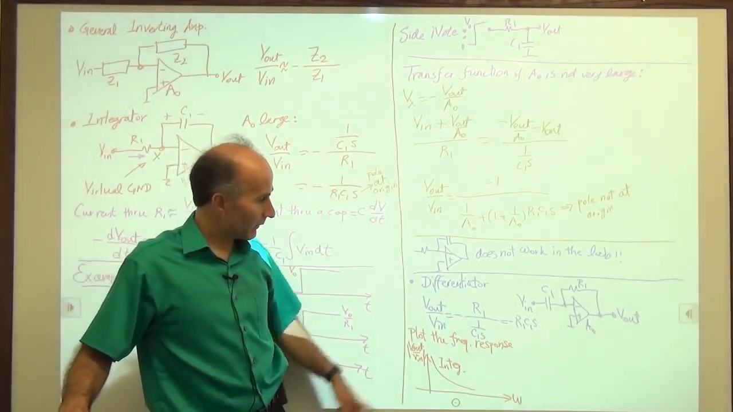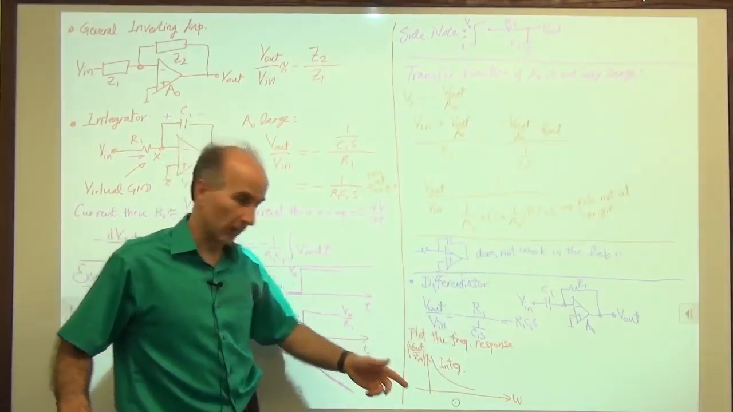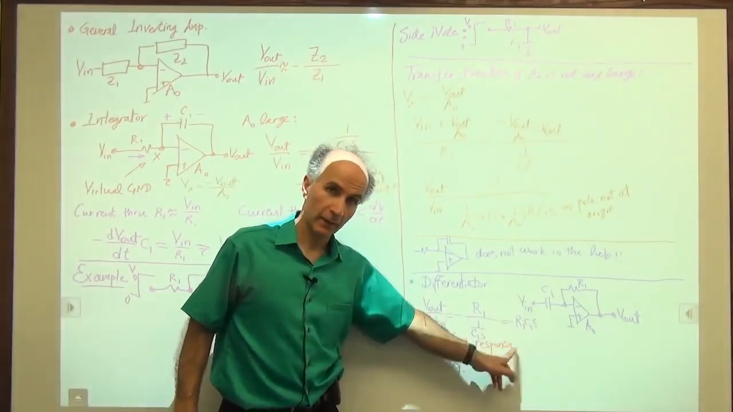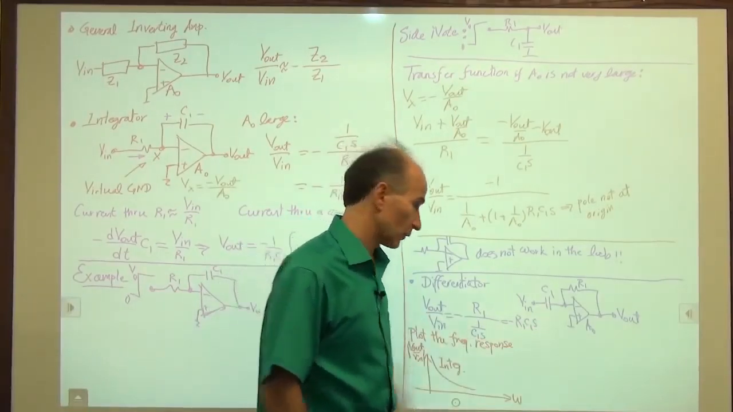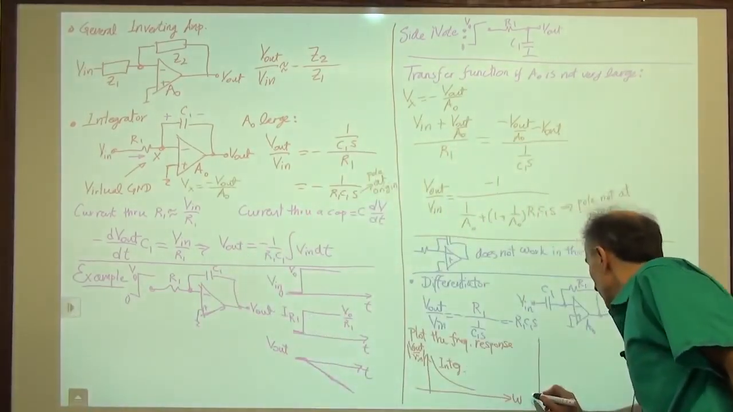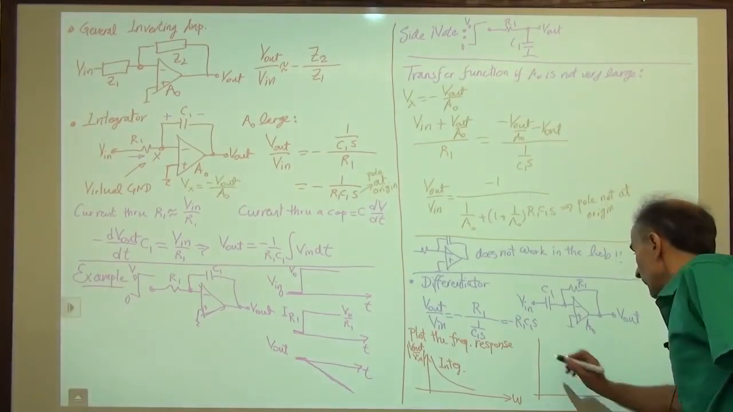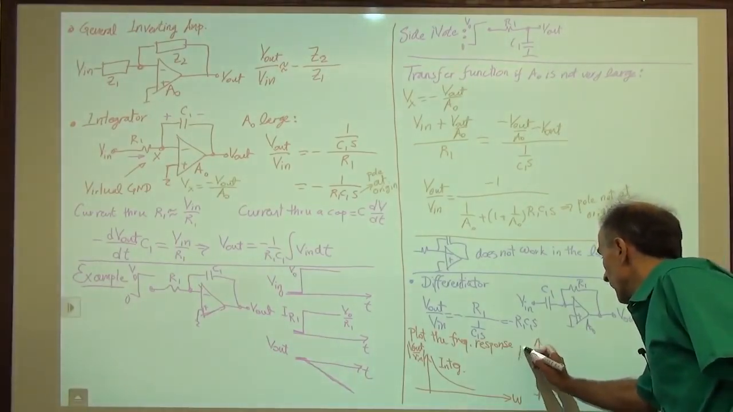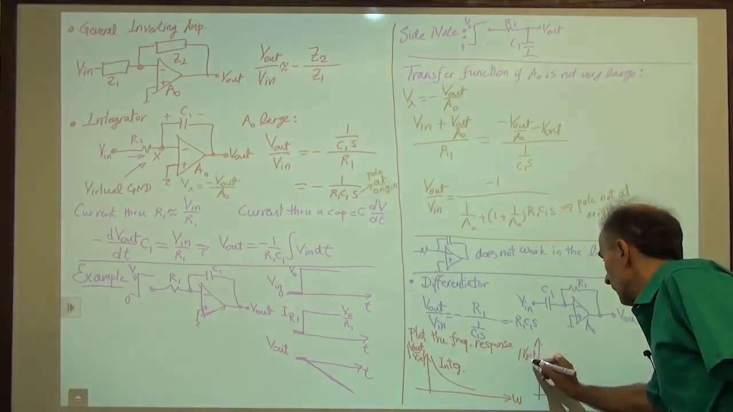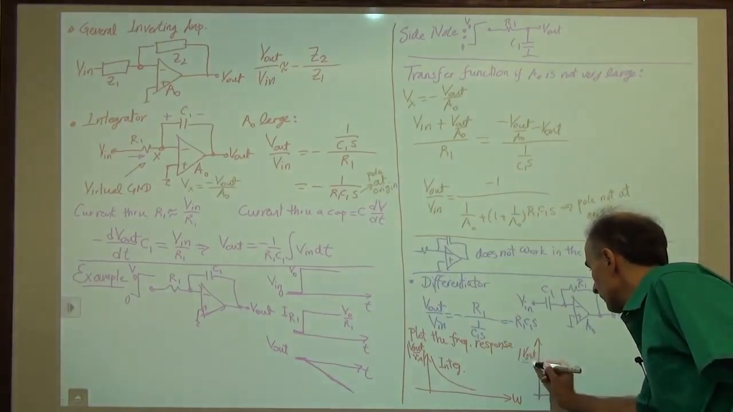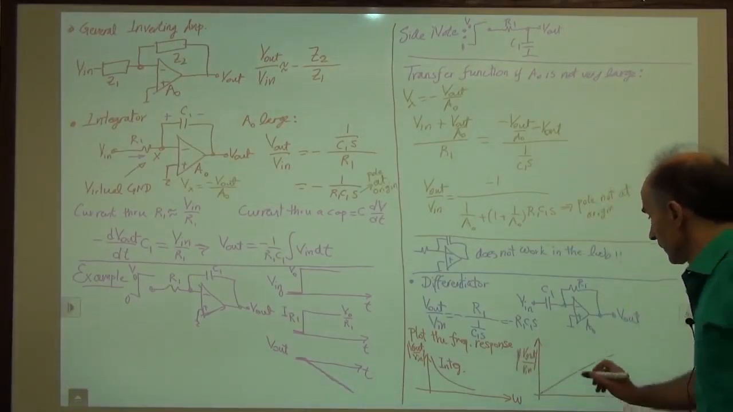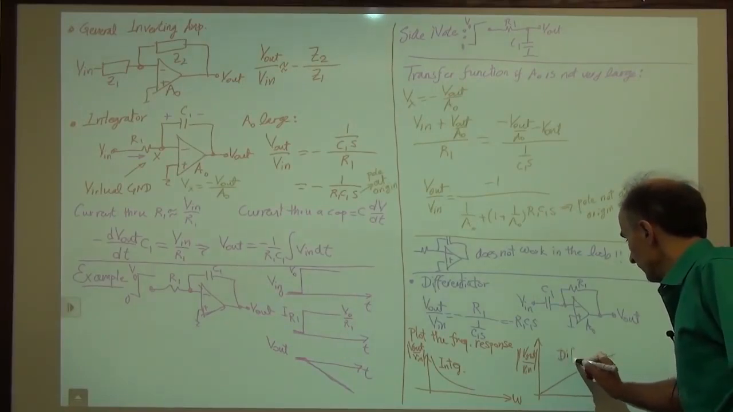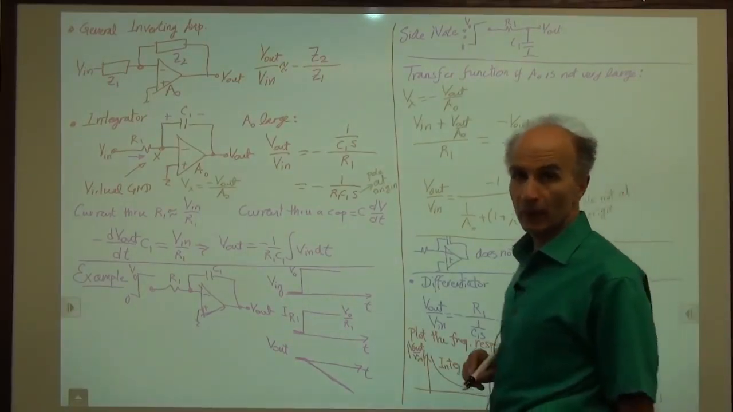Okay, how about the differentiator? Same thing. We replace S with j omega, take the magnitude, so j goes away. We have R1 C1 times omega. So for the differentiator, we have something like this. So again, V out over V in magnitude as a function of omega. That's just like this. So this is the differentiator. Okay?